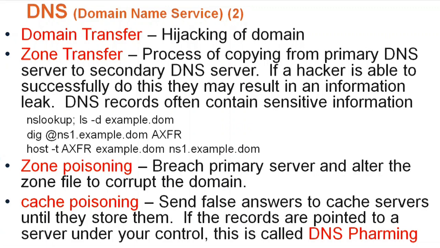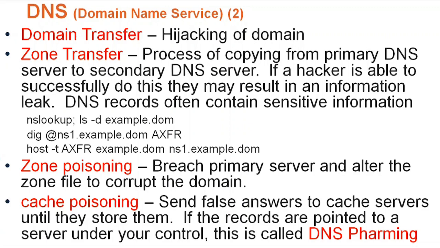You want to periodically check it, and as part of your security assessments when you're out doing penetration tests, make sure that you're going out and looking at the DNS information and validating what it is. Print it out so that the owner or the person responsible for soliciting the test has this information in the future. If something goes wrong, they can query the DNS server and make sure it matches what you gave them when it was working fine. So zone poisoning, you breach your primary and alter the zone files.